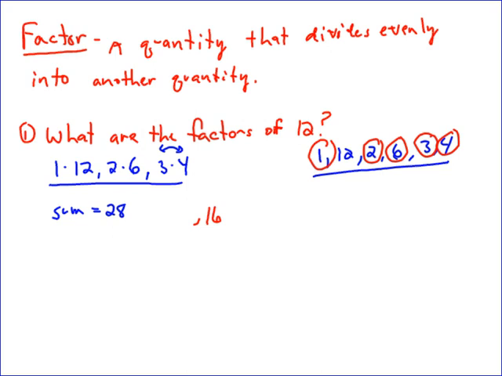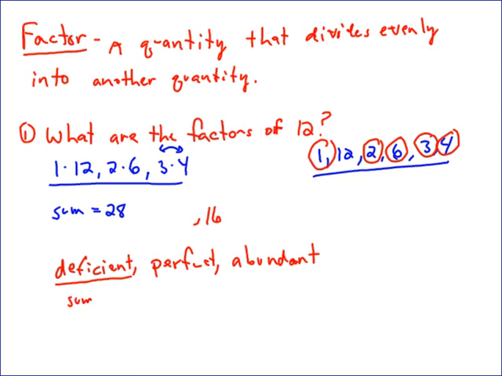The reason I note that is because it brings up a way to classify numbers. The way that we classify numbers is using one of 3 terms: either deficient, perfect, the number we all want to be, or abundant. So we can use these 3 terms based upon the factors to describe numbers. A deficient number would be one where the sum is less than the number itself.